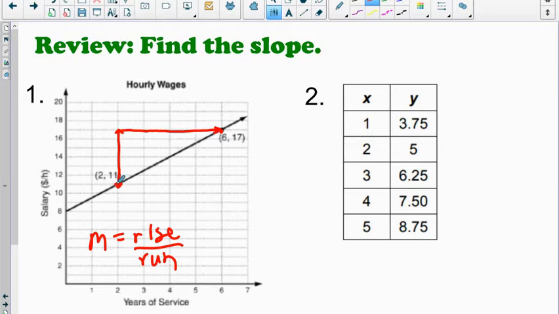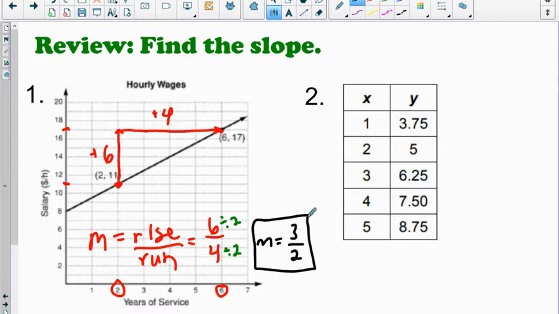If we want to count the rise first, we want to use the y values. So we're starting at 11, we're going up to 17. That's an increase of 6, because 17 minus 11 is 6. For the run, we're going across, we're using the x values. We started at 2, and we're going all the way over to 6. So from 2 to 6 is an increase of 4. The rise was 6 and the run was 4. We always want to make sure that we are reducing our slopes, just as we would reduce fractions, and we should get a final answer of 3 over 2, 3/2.